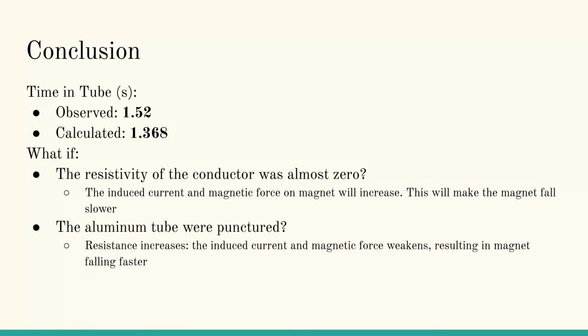What if holes or slots were cut into the tube? Resistance within the tube will increase, consequently inhibiting the induced current and magnetic force within our system, resulting in the magnet falling faster.